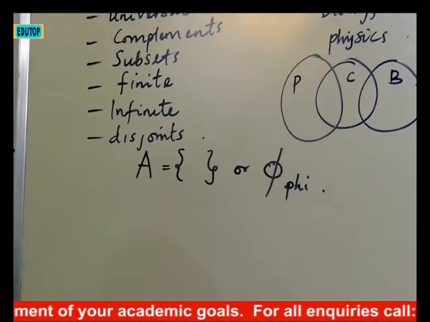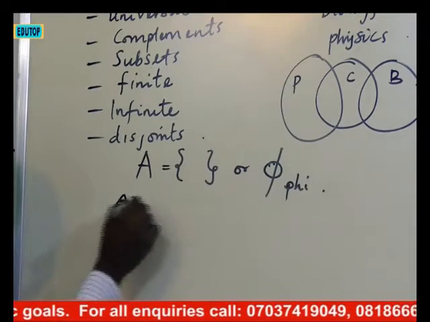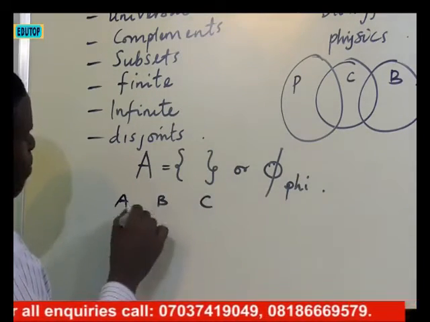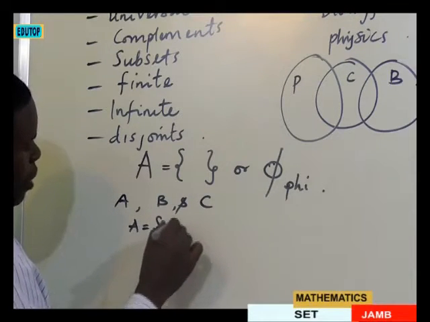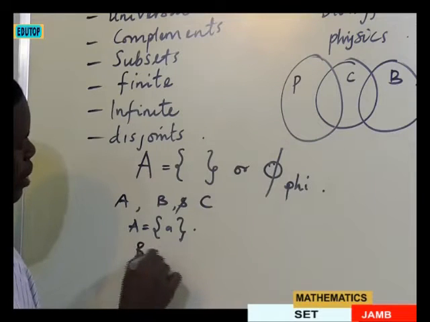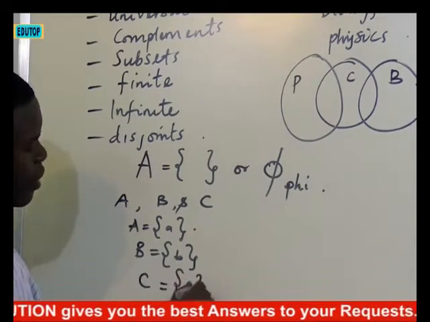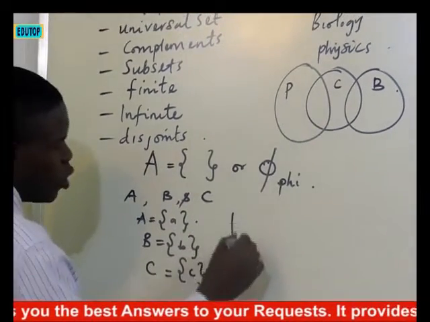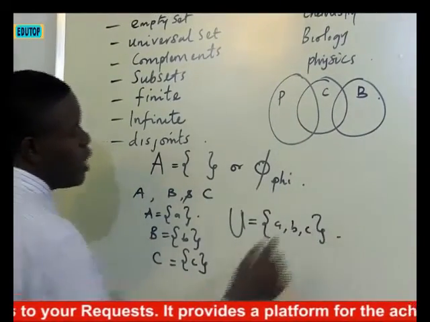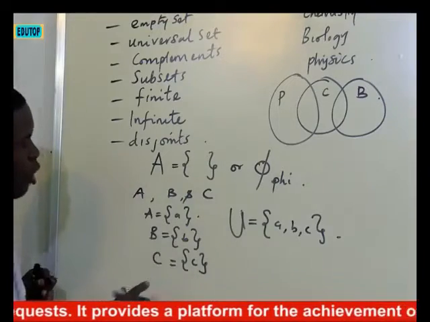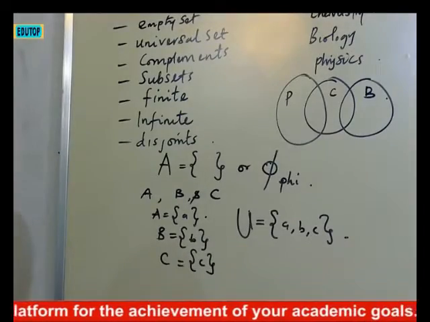Then let's talk about the universal set. The universal set is the mother of all sets. For example, let A, B, and C be sets. Let's say A is a set of this A, B is a set of this B, while C is a set of this C. Then if I want to talk about the universal set, U, it will definitely be A, B, C. So this is the universal set of these, because they are subsets of the universal set.